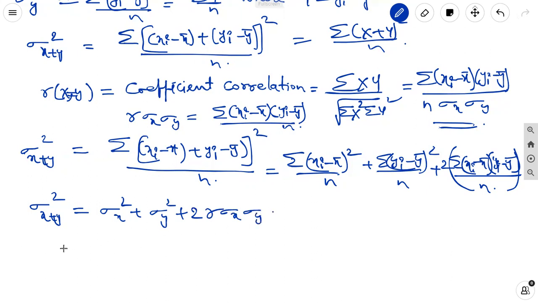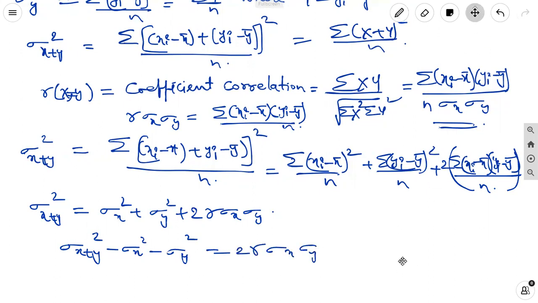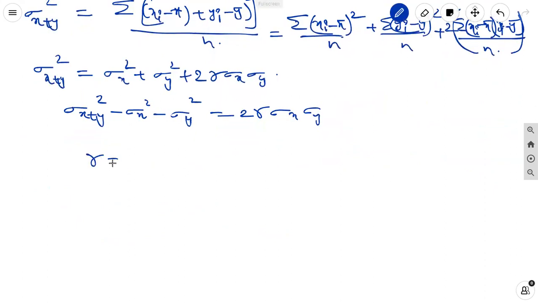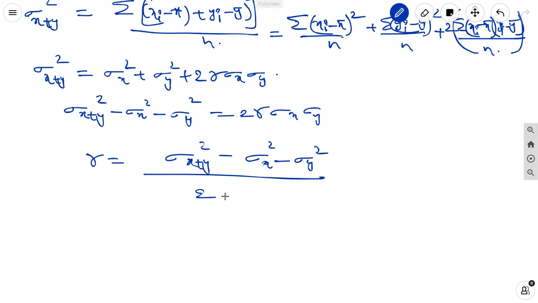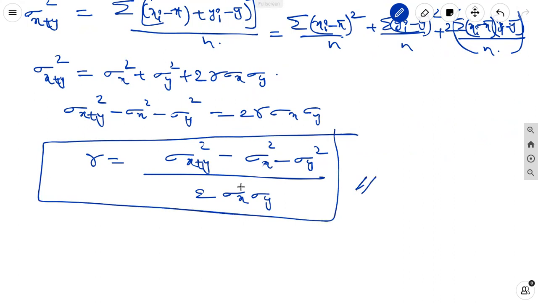So taking these to the left side, sigma x plus y square minus sigma x square minus sigma y square is equal to 2r sigma x sigma y. And the coefficient of correlation small r is equal to sigma x plus y square minus sigma x square minus sigma y square by 2 sigma x sigma y. This is the relation of the coefficient of correlation of x and y variables with the variances of the individual x, y, and x plus y. Okay, it is important.